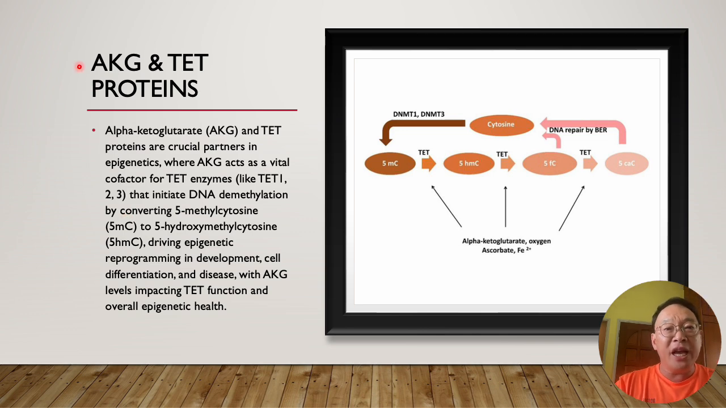So, AKG and TET proteins, alpha-ketoglutarate. Alpha-ketoglutarate and TET proteins are crucial partners in epigenetics, where AKG acts as a vital cofactor for TET enzymes, like TET 1, 2, and 3. See, here's TET 1, TET 2, TET 3 enzymes. And you need AKG as a cofactor for the enzymes to work, right? Because these enzymes initiate DNA demethylation by converting 5-MC to 5-HMC, driving epigenetic reprogramming in development, cell differentiation, and disease, with AKG levels impacting TET function and overall epigenetic health. So if your AKG is low, your TET enzymes cannot function, and then it will lead to certain health conditions.